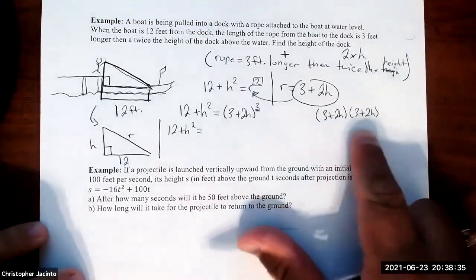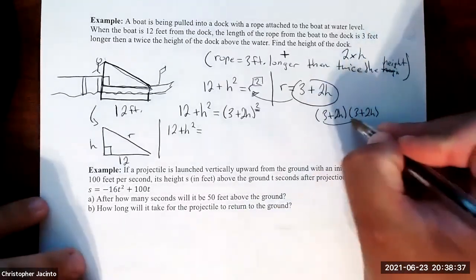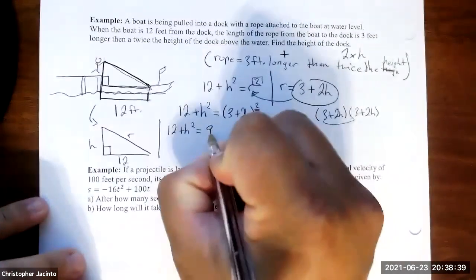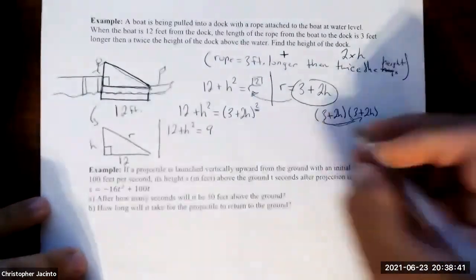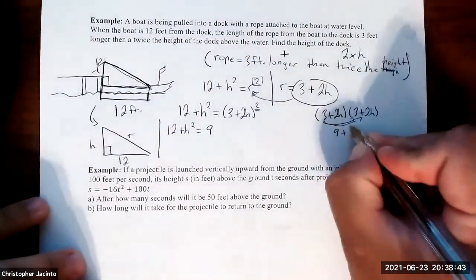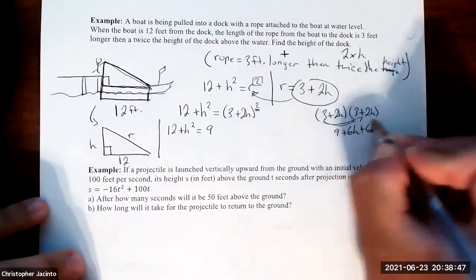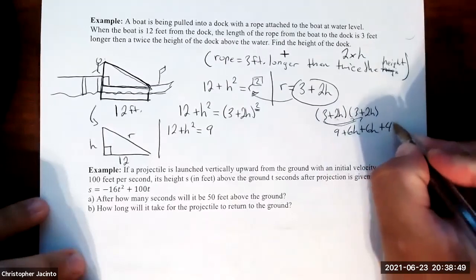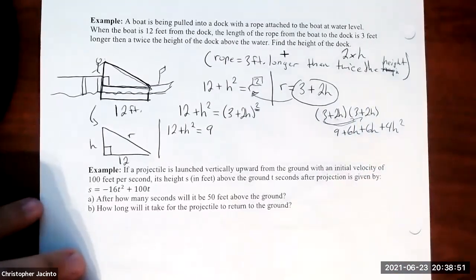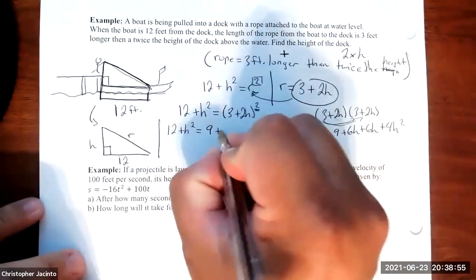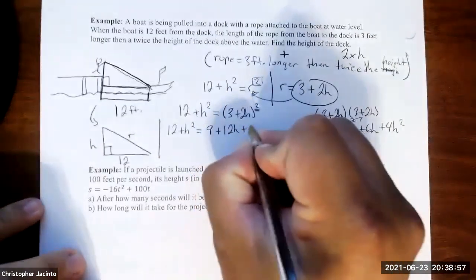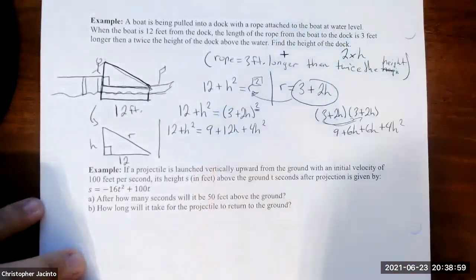So on this side, we do the FOIL. It's going to be 9, and then 3 times 2h, 6h, another 6h, and finally 4h squared. So it's going to be 9 plus 12h plus 4h squared.